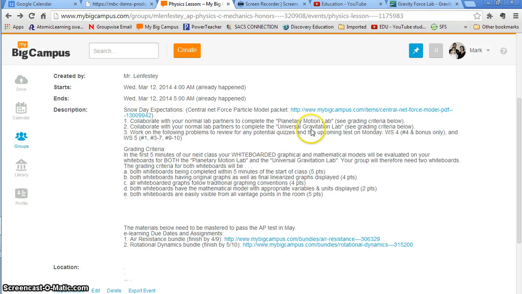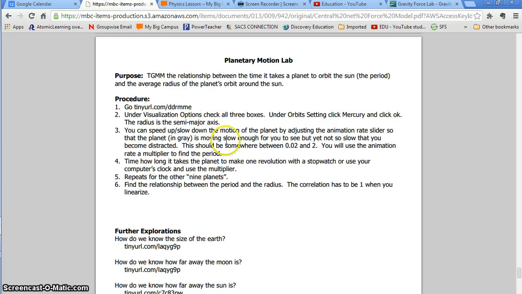Okay, so now let's look at the Universal Gravitation Lab. So I would go to my packet to look in there. Oh, this is the Planetary Motion Lab. Don't forget to do that one. Right there's the link. And I'll also have a video, if you weren't here yesterday, of how you would go about getting the data, on yesterday's assignment calendar if you look at that.